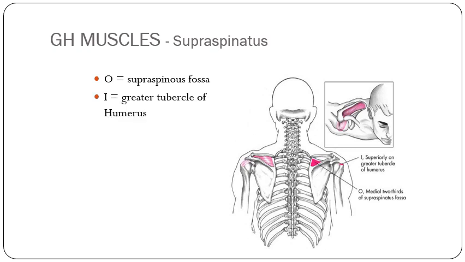Supraspinous fossa, greater tubercle of the humerus, and again, it abducts the humerus. It's not uncommon to see some sources say that it contributes to external rotation, but for the most part, if you look at the way it rides along the top of the humeral head, the contributions to external rotation are likely limited. So we're just going to go with abduction of the humerus.